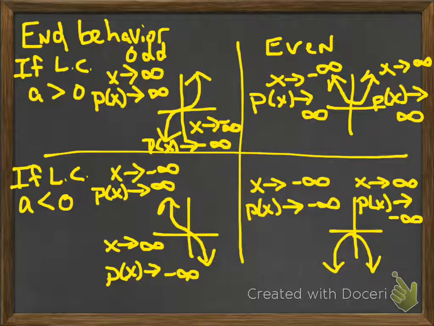So I don't care if it's an odd degree, that means a degree of 1, 3, 5, 7, 9, this is what would happen. Evens, 2, 4, 6, 8, that type of thing. Notice that odds always go in opposite directions, evens always go in the same direction.